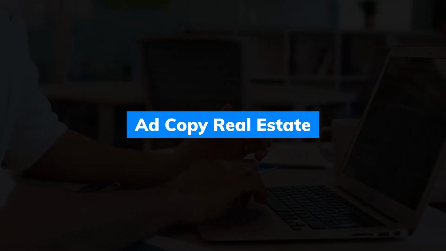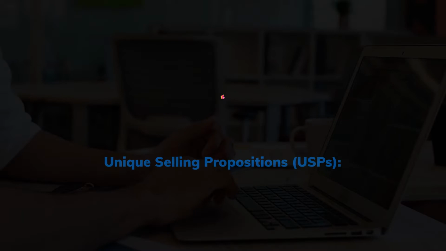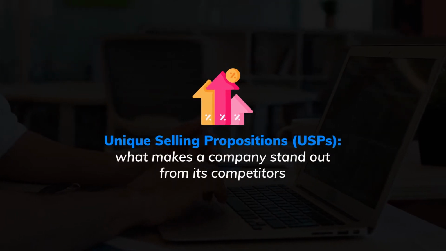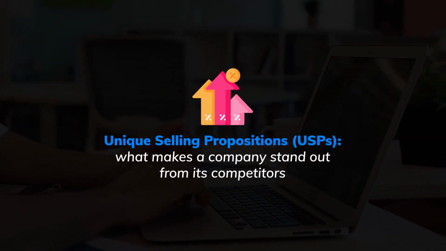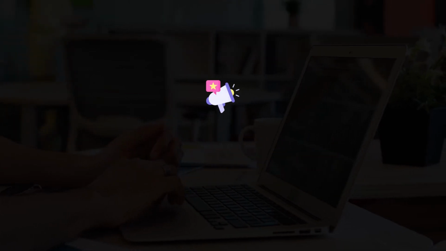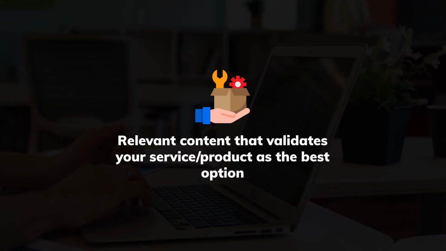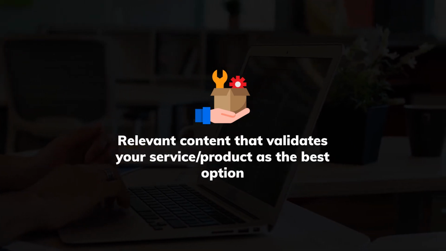Ad copy real estate. There is always an opportunity to leverage additional tactics in Google Ads. Be aggressive with it. Writing solid and concise ads is your opportunity to elevate your business above competitors and stand out to potential clients. Here are some tips for ads optimization. Unique selling propositions, USPs: what makes a company stand out from its competitors. Promotions, if applicable, and relevant content that validates your service and/or product as the best option.